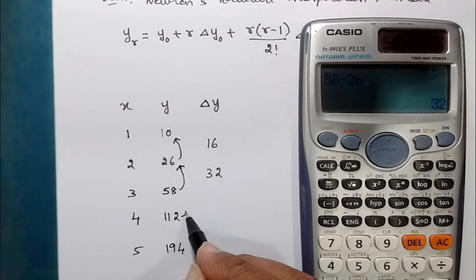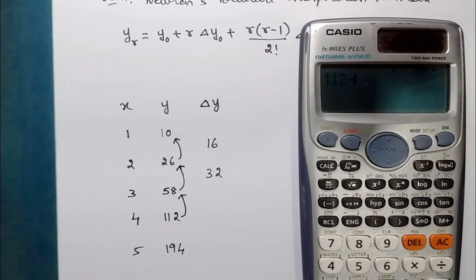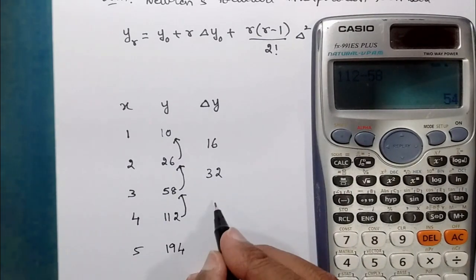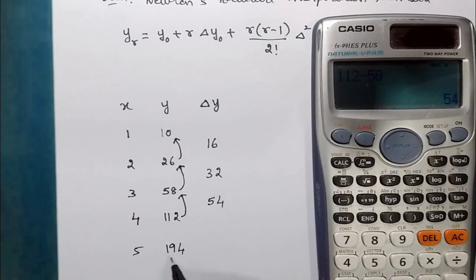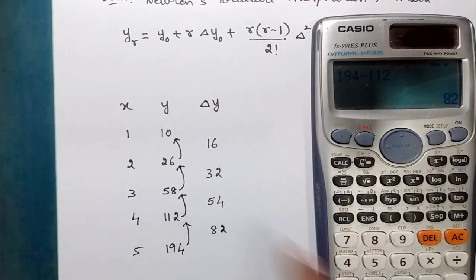Next you have to take the difference over here: 112 minus 58. That will give you 54. Next you take the difference of these two values: 194 minus 112. Its value will be equal to 82. So we have got the first forward difference.